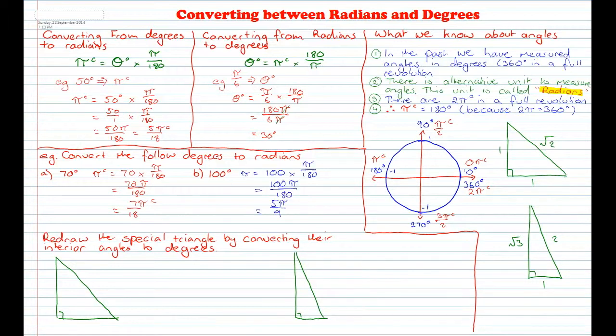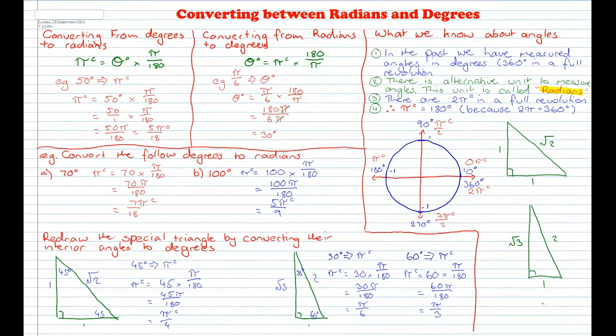Excellent, so as you can see here, I've got pi radians is equal to 100 times pi on 180. Now when I do 100 times pi on 180, I get 100 pi on 180. And then when I cancel down by a common factor of 20, well, there's 5 20s in 100 and 9 20s in 180. So therefore I get 5 pi on 9 radians like so. Now what I want you to do is actually press pause and redraw the special triangles by converting interior angles to degrees. Alright, of course, when you're done, press play so you can check your answers out against mine.